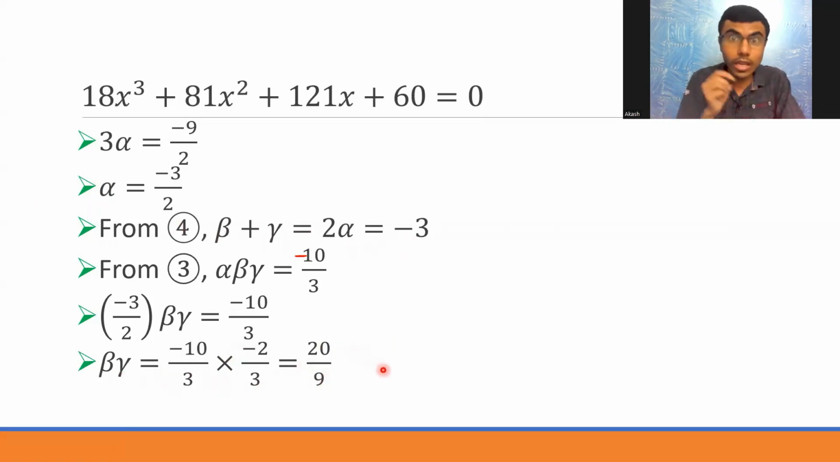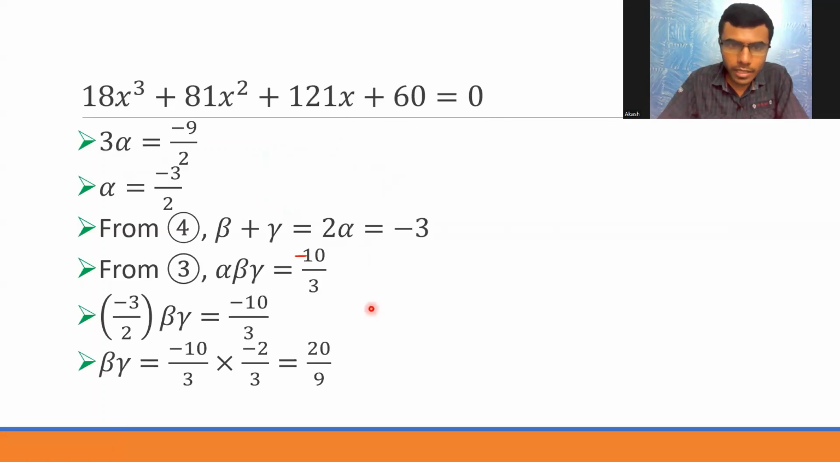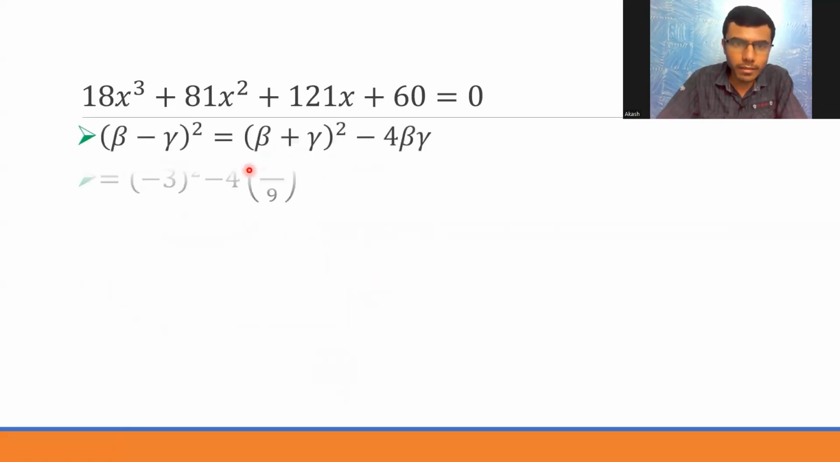Now what I'm going to do is find out beta minus gamma whole square, using the formula beta plus gamma whole square minus 4 beta gamma. Now what is my beta plus gamma? Here you can see that beta plus gamma is minus 3 and beta gamma is 20 by 9. So I'm going to substitute that. What is minus 3 whole square? 9, and 4 into 20 is 80 by 9.